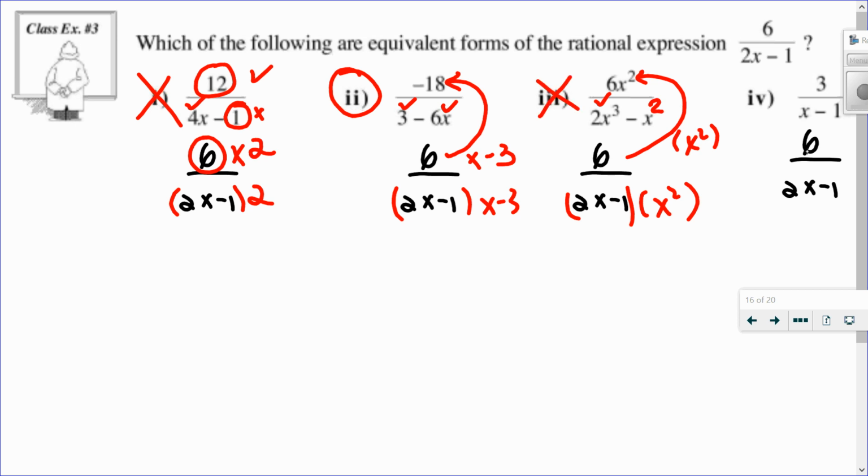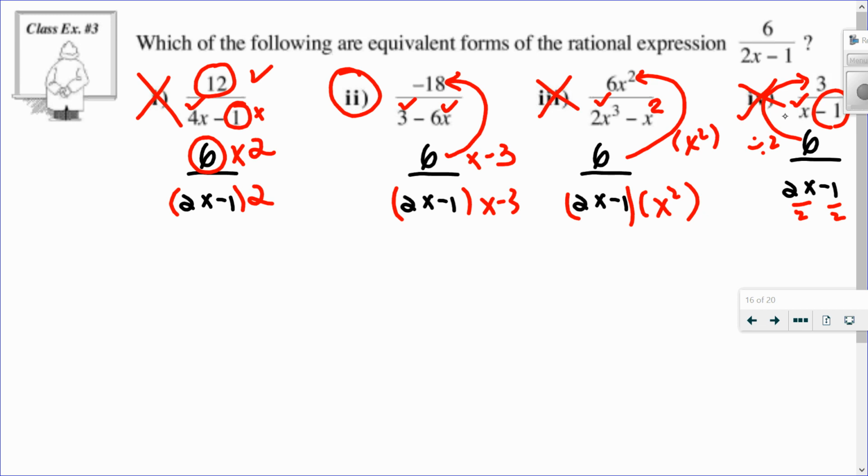And in my last one, to go from 6 to 3, I would divide by 2. So I need to do the same thing on the bottom. I need to divide this whole thing by 2, each part by 2. So 2x divided by 2 is x, but 1 divided by 2 is not 1. So this is not equivalent.